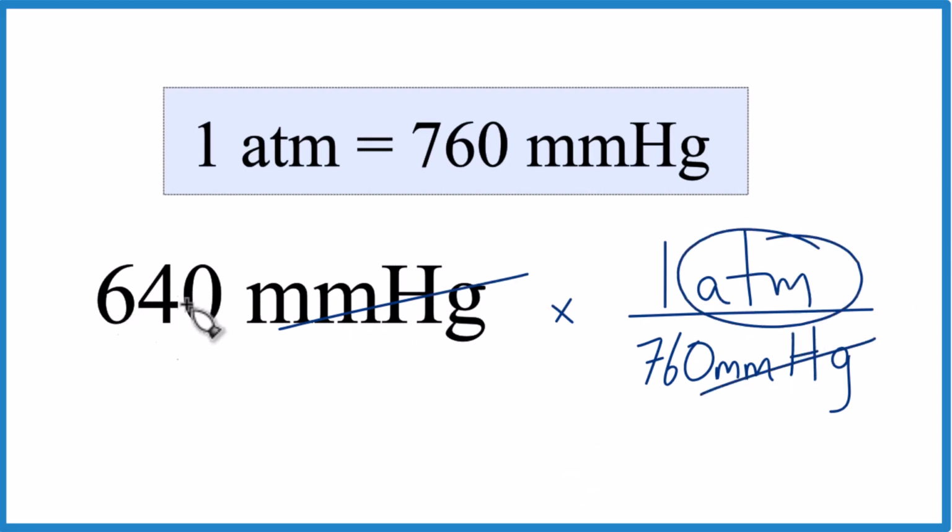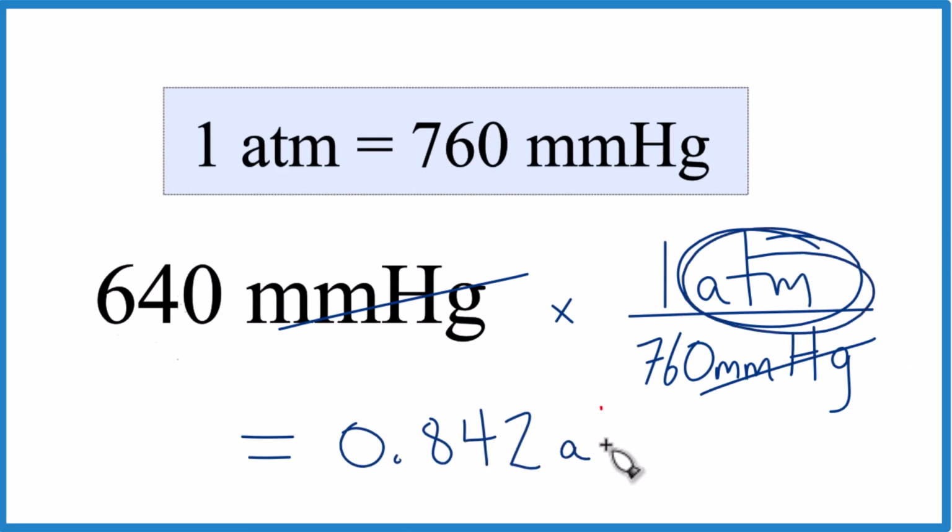So we're just dividing 640 by 760. We end up with 0.84210. Let's just call it 0.842. The units, that's going to be atmospheres, which is what we were left with, so we know we did it right.